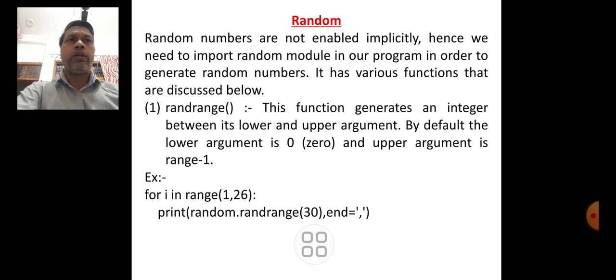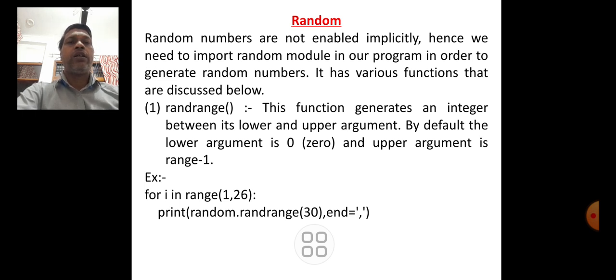Why is the random module used? The random module is used to generate a random number, but it is not enabled implicitly. Hence, we have to import it in our program via an import statement. The first statement is import random when you want to use the random module and its functions. It has various functions to generate random numbers that are discussed below.